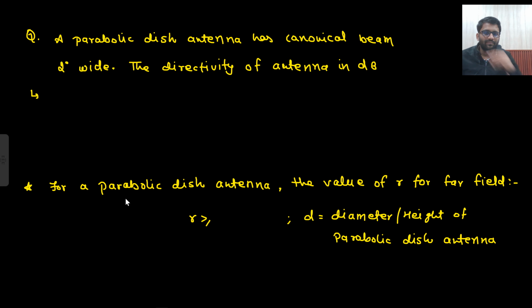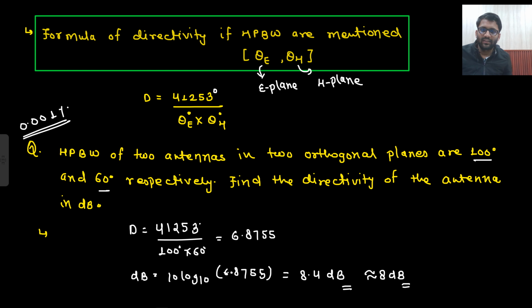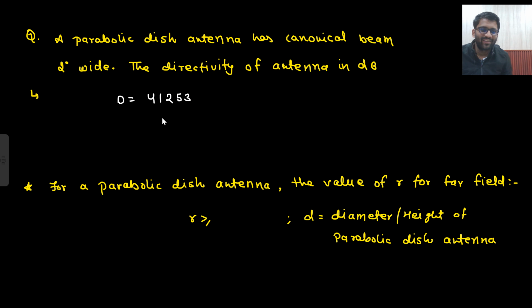Let's see the next one. A parabolic dish antenna has a conical beam 2 degrees wide. So only one angle is mentioned, and they are asking you the directivity. So what is the formula that you remember? 41253. I also forget it. Divided by 2 degrees into 2 degrees, because only one width is mentioned. So 41253 divided by 2 divided by 2.